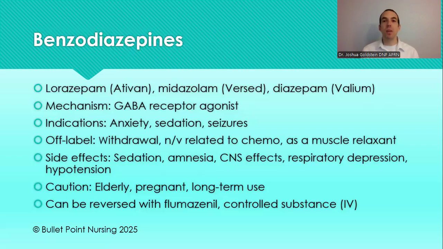Finally, long-term use. We've already mentioned this earlier. Benzos can be used long-term for seizure management, but they should not be. We have much better, much safer, more effective drugs than benzodiazepines. The big risk there is that they're going to develop tolerance and need more and more of that medication. I can't move on without reminding you from RN level that benzodiazepines do have a reversal agent.